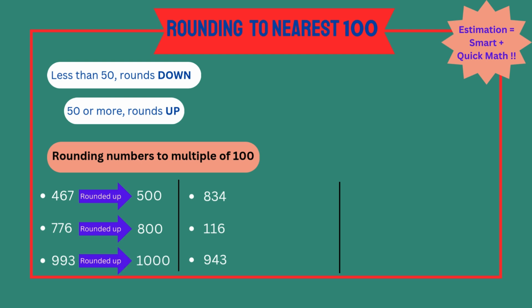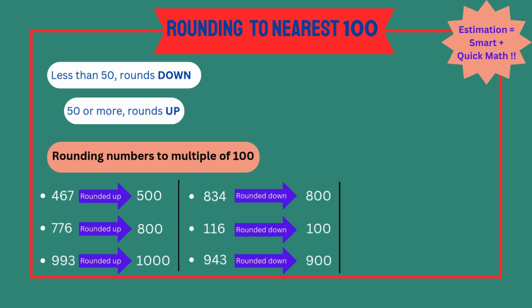It's very near to 1000. Right? What about rounding down? Let's take 834. Here 34 is less than 50, so we round it down to 800. 116 goes down to 100. What about 943? It is rounded down to 900.